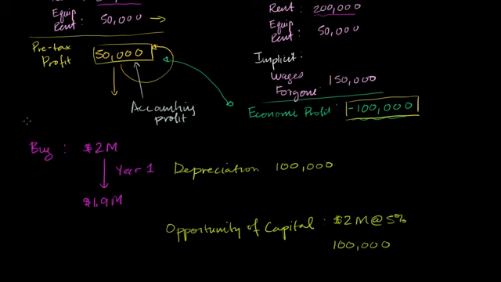Now, this depreciation is something that is accounted for by accountants. When you look at a company's financials, you will see something called depreciation, which is a measure of how you're using up your capital goods. You are using up your building. You are using up your equipment. You are using up your vehicles or whatever else you might have.